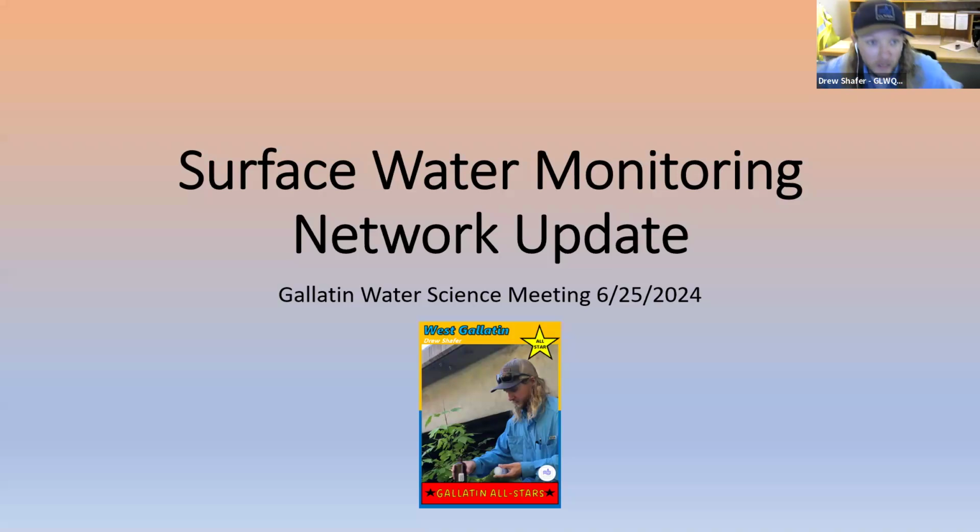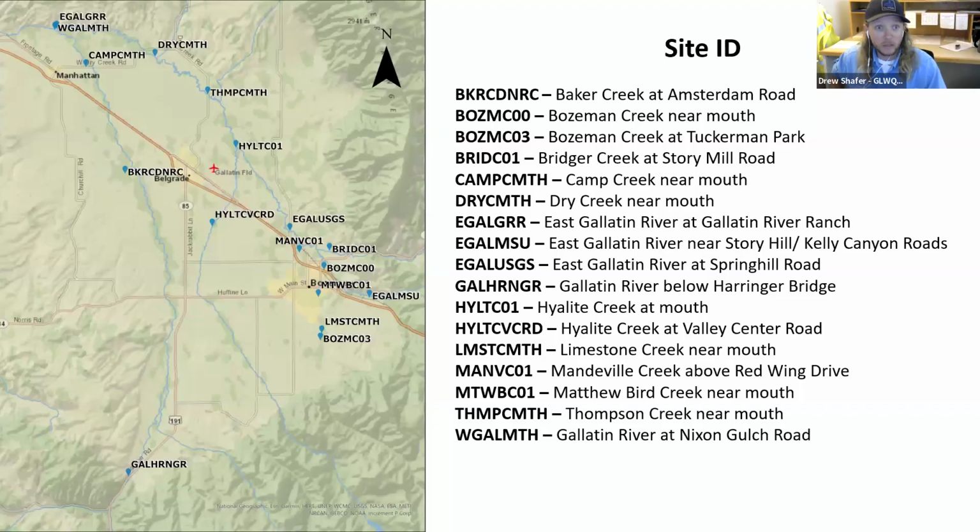Okay, so I am giving an update on the surface water monitoring network. If we go to the next slide, I would like to show you a map of a general overview. Currently we have 17 sites on 12 streams, and we sample for plant available and total forms of nitrogen and phosphorus. As of 2023, we also started to include chloride, and we sample at each site once a month, April through October.